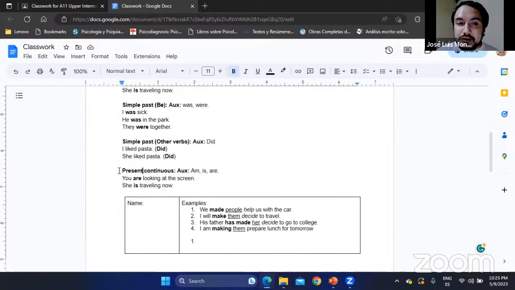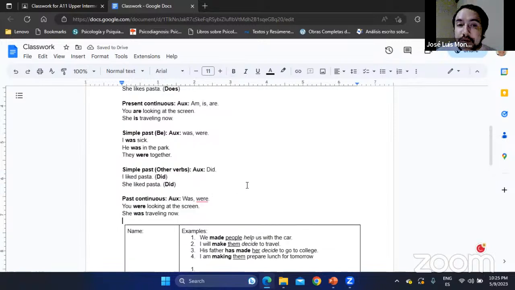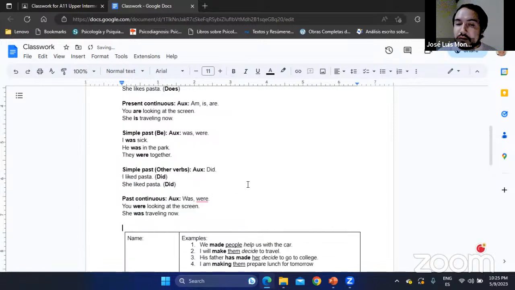And also here, the past continuous, right? In the past continuous, the auxiliaries are was and were. If it's plural or you, second person, you were looking at the screen. If it's I, he, she, it, it is going to be was. All right, and there you go. These are the main elements, Gladys. All the rest of the ideas, remember, are always with the auxiliary that you see there.